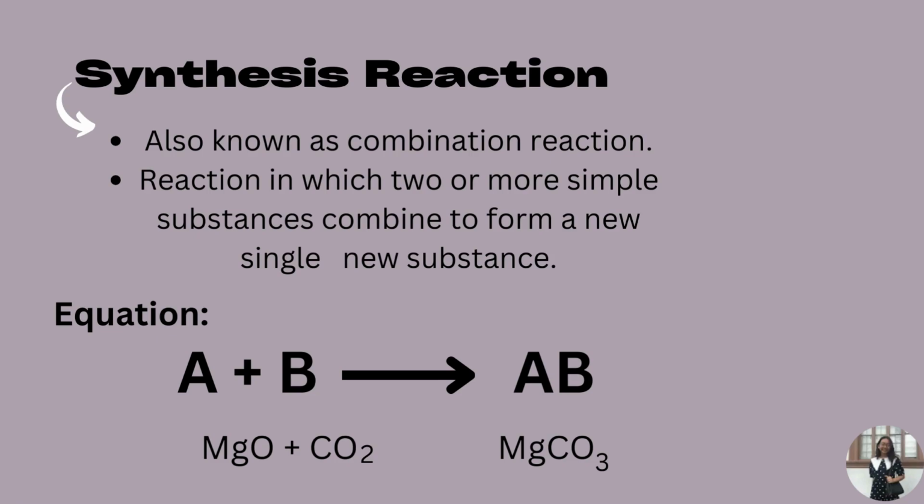So when we say combination reaction, the term combine, we combine certain product or element. Ito yung reaction kung saan yung dalawang simple substance ay pinagsasama to form a single new substance. The general equation for this reaction is A plus B yields to AB. So, nagsasama na yung dalawa. For example, magnesium oxide plus carbon dioxide to form magnesium carbonate. So, this is the example of synthesis reaction or combination reaction. Gumagamit tayo ng 2 different compound to form another compound.